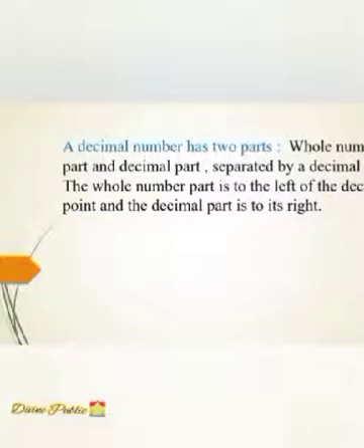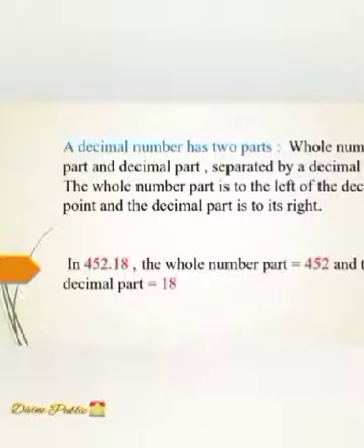Now let us see the parts of the decimal. A decimal number has two parts, whole number part and decimal part, separated by a decimal point. The whole number part is to the left of the decimal point and the decimal part is to its right. In 452.18, the whole number part is 452 and the decimal part is 18.